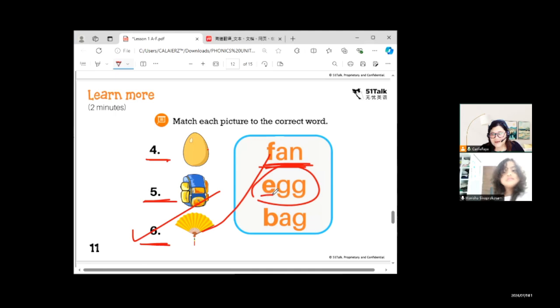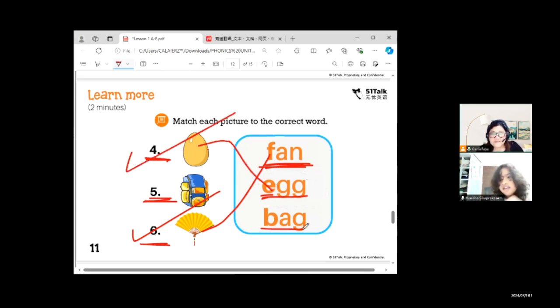What is this? It starts with letter E. Vanisha, what is this, Vanisha? It starts with letter E. The sound is E. Egg. Very good. Is it the picture 4 or picture 5? Picture 4. Very good.